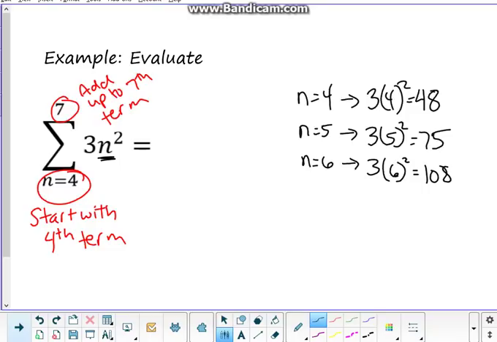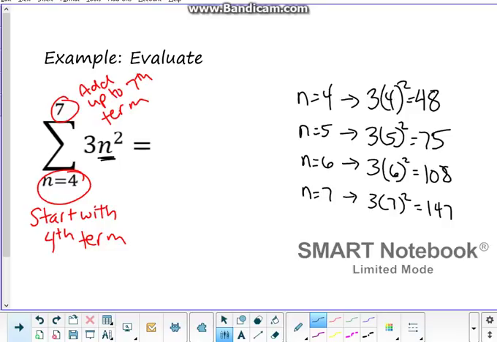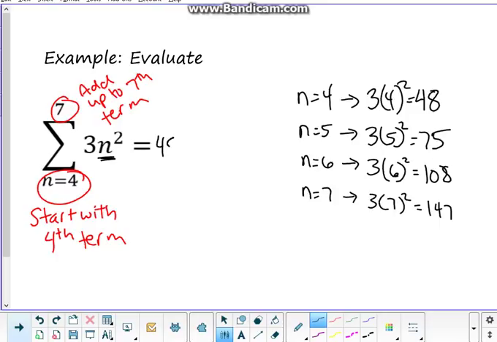And then the last one that we need to find, because we only need to add up to the 7th term, so here we plug in 7. We have 3 times 7 squared is 49, and 3 times 49, I use my calculator real quick, and I find that that's 147. So this sum is all going to add up these four numbers that I found: 48 plus 75 plus 108 plus 147.